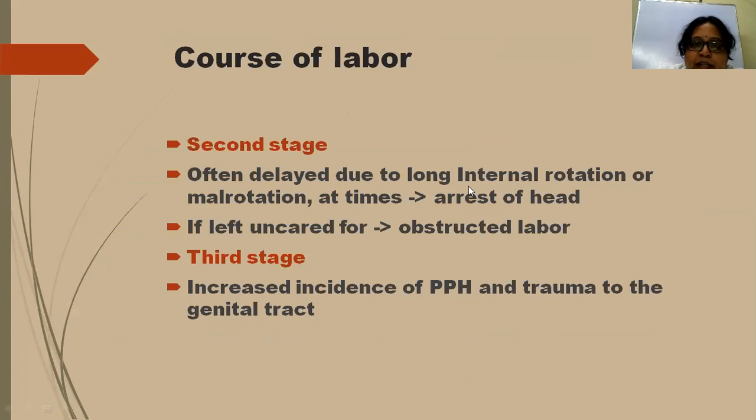Next, during the second stage, what will happen? Second stage is also delayed because long internal rotation to 3/8 of a circle has to take place, or sometimes malrotation or non-rotation can occur, leading to arrest of the head. So it is often delayed, second stage. And if left uncared for, it will lead to obstructed labor. Third stage, there is increased incidence of PPH because the longest diameter is stretching the vulval outlet. There is trauma to the genital tract and increased incidence of PPH.